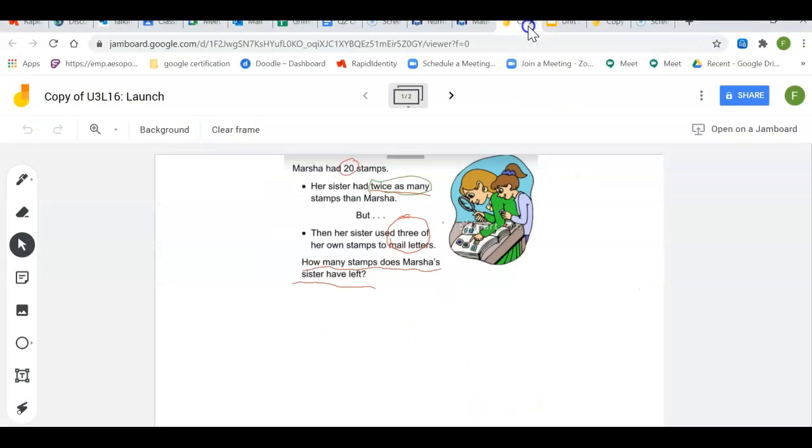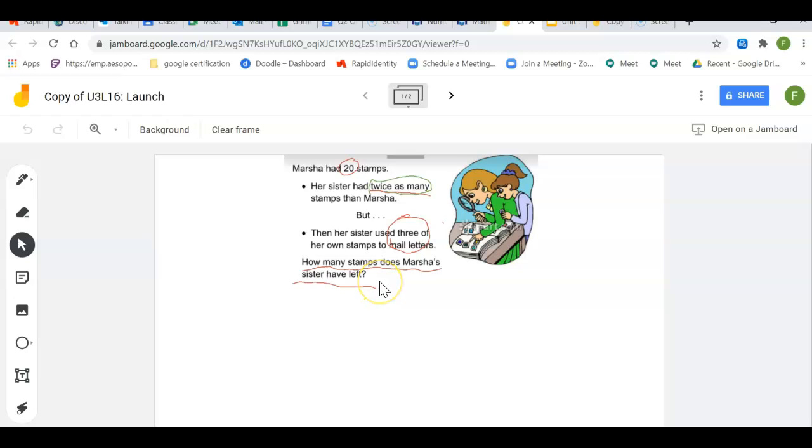And I'll go back up to our Jamboard. So Marsha had 20 stamps. Her sister had twice as many stamps as Marsha. But then her sister used 3 of her own stamps to mail a letter. How many stamps does Marsha's sister have left? Okay, how do we know?